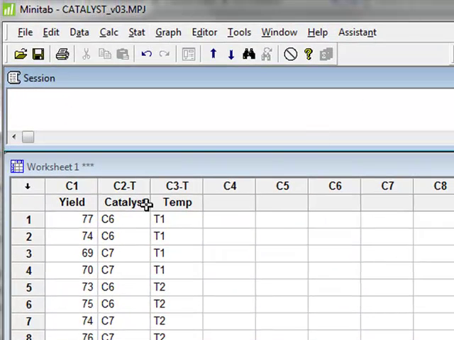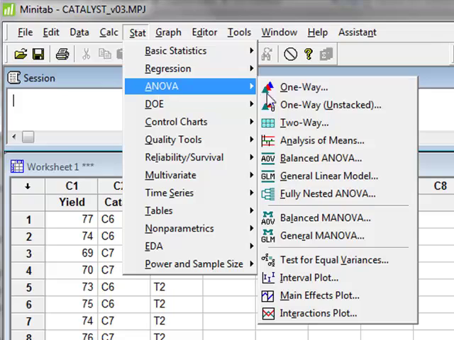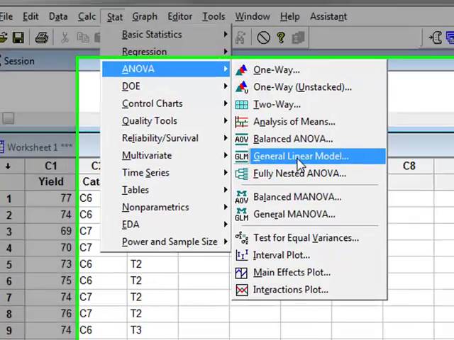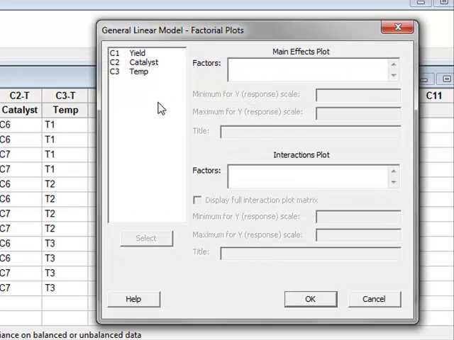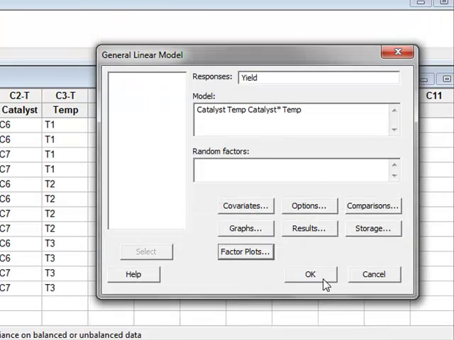So now we will analyze for the effect of catalyst and temperature by running the ANOVA, general linear model. The response is the yield, and the model is the catalyst, the temperature, and we will include the interaction, catalyst times temperature. And we will include a factor plot and select an interactions plot by identifying catalysts and temperature. Okay, and run the ANOVA.